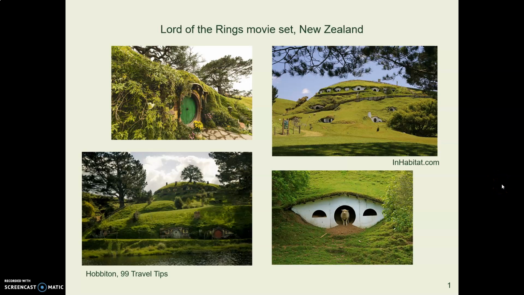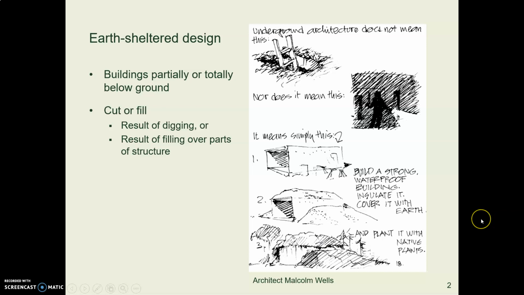The movie set for The Lord of the Rings is a dramatic example of earth-sheltered design. What this kind of design involves is putting your building either partially below ground or totally below ground. And that means it involves either cut or fill. Just like in excavation, you're either going to have to cut into a slope or you're going to have to fill over part of your building.